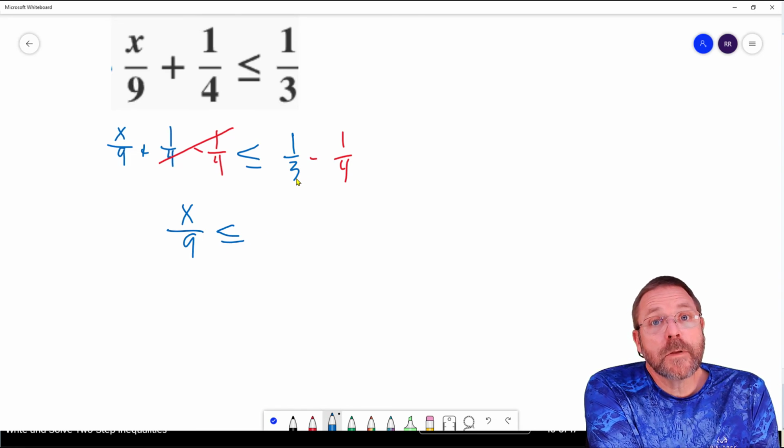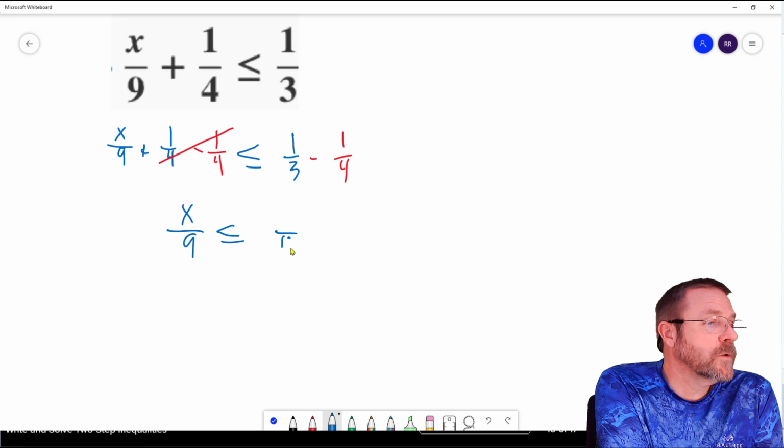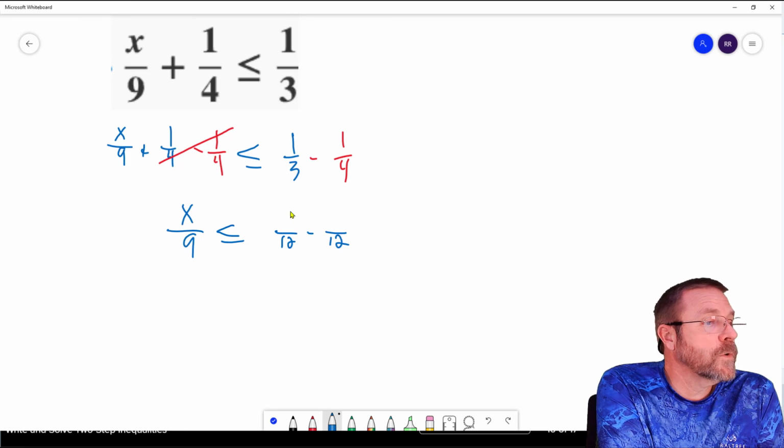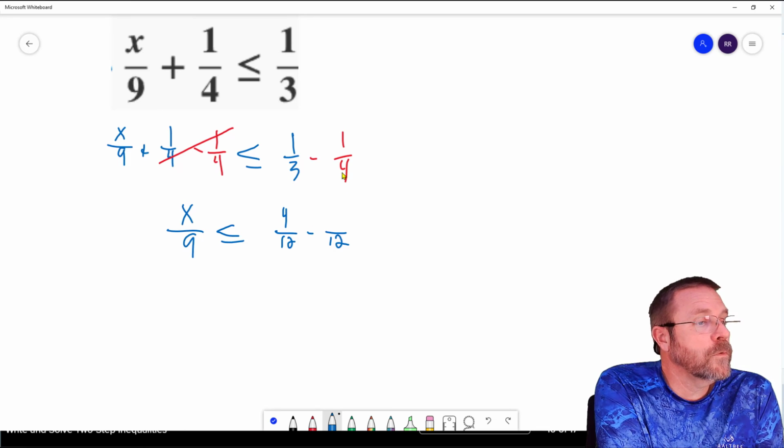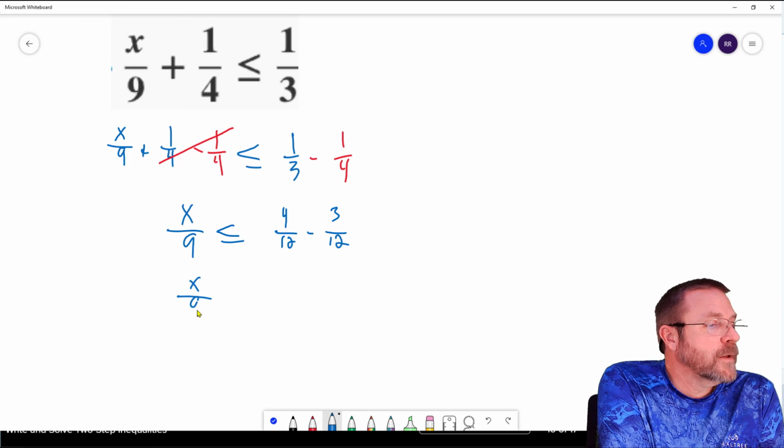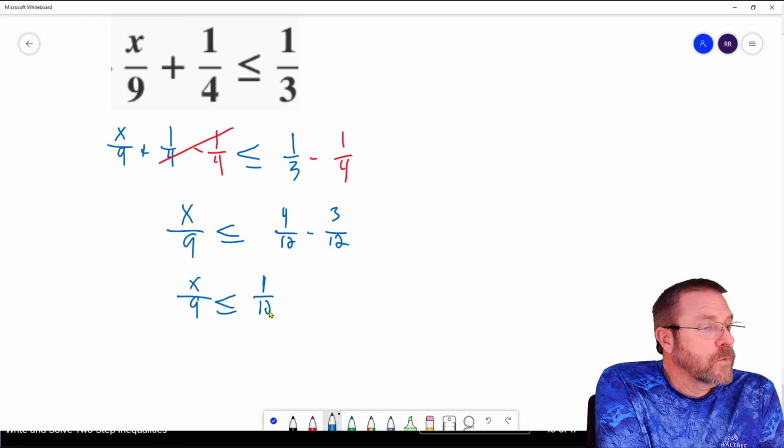Well, we need a least common denominator here, which is going to be 12. Something over 12 minus something over 12. 3 goes into 12 4 times. 1 times 4 is 4. 4 goes into 12 3 times. 1 times 3 is 3, which means x divided by 9 is less than or equal to 4 minus 3 is going to be 1/12.